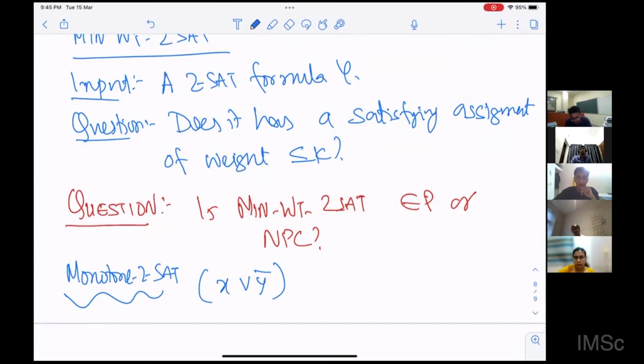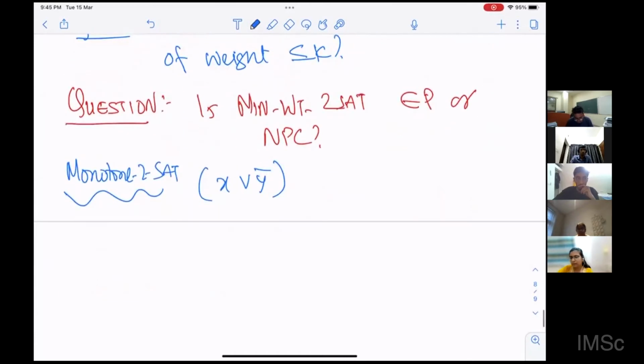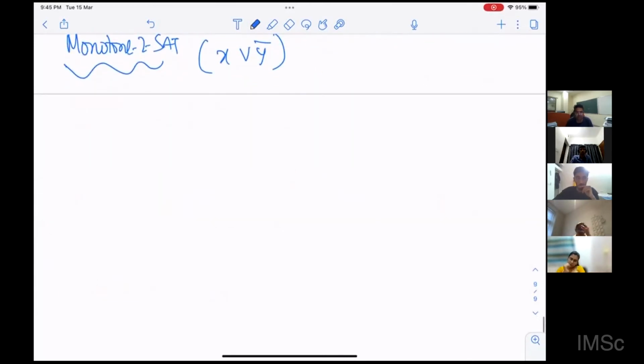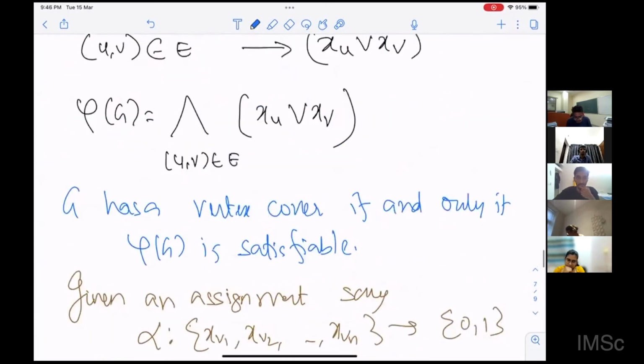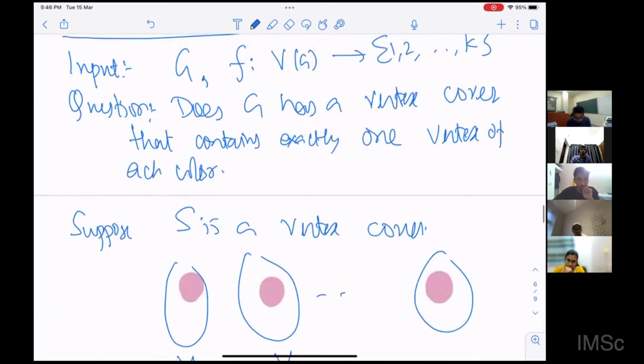Now let's go back to our partition vertex cover. That is where we started. We wanted to understand the complexity of partition vertex cover, and then we tried to do it via SAT, and then we went around and came to this. So my question is, let's go back to partition SAT.